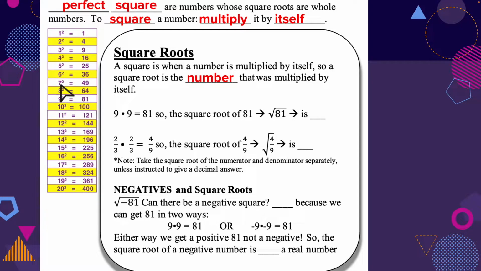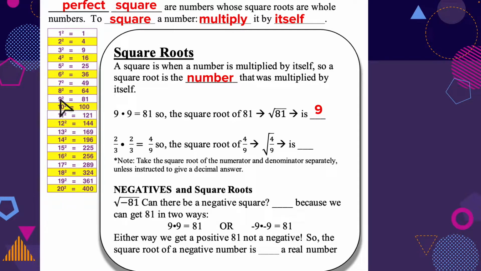So with this one, I have 9 times 9 equals 81. So the square root of 81 is 9, because 9 was multiplied by itself. So I can even come back to the list here and go 9, square root, 81, silly me. 81, the square root is 9.